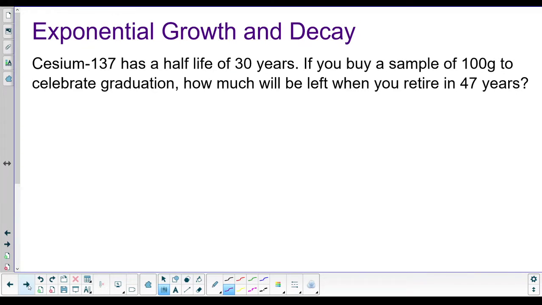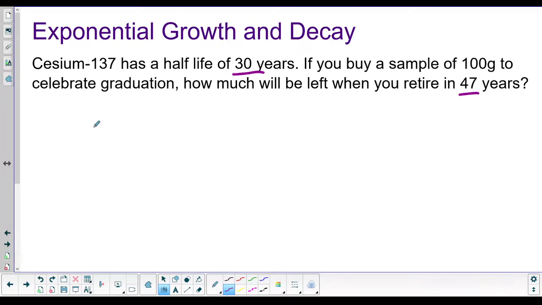But exponential growth and decay. So it says cesium-137 has a half-life of 30 years. That means however much you start with, after 30 years, you're going to have half of that much. So if you buy a sample of 100 grams to celebrate graduation, how much will be left when you retire in 47 years?